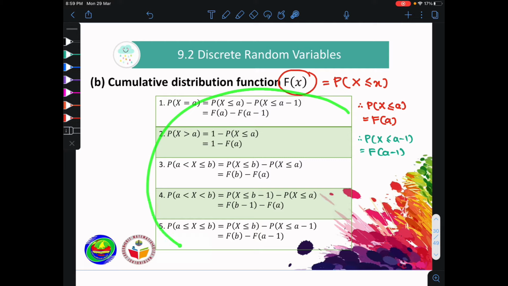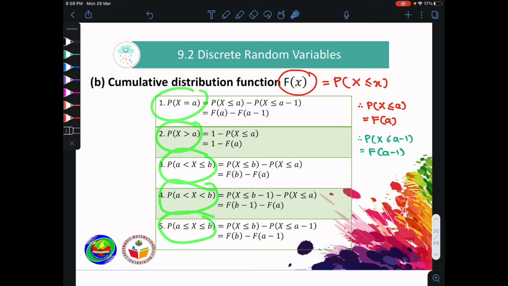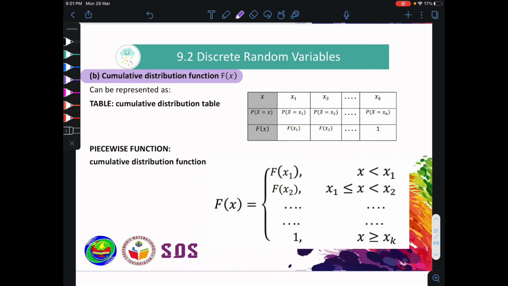Hence, from this table, you can see that there is a pattern here. In order to solve all of these, you need to make sure that you can write it in terms of P(X ≤ something). Hence, you can write it as cumulative distribution function F(x). Cumulative distribution function F(x) can also be represented in 3 different forms. The first one is as a table, or we call it a cumulative distribution table. In your table, you're going to have the values for x, the corresponding probabilities, and the cumulative distribution function F(x).